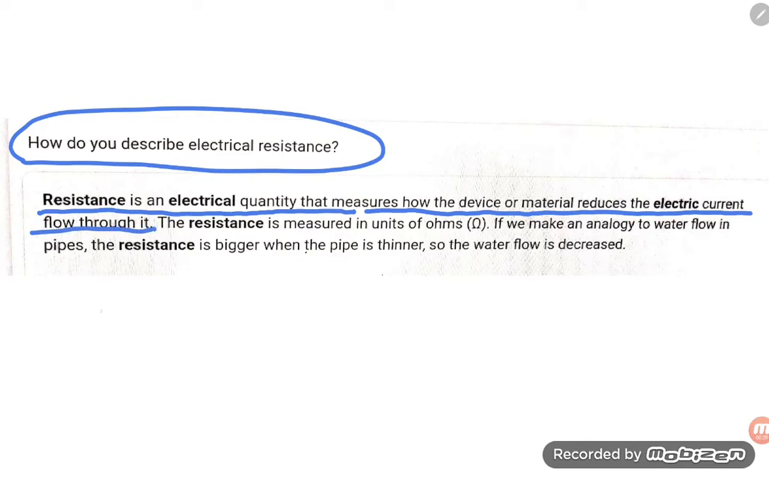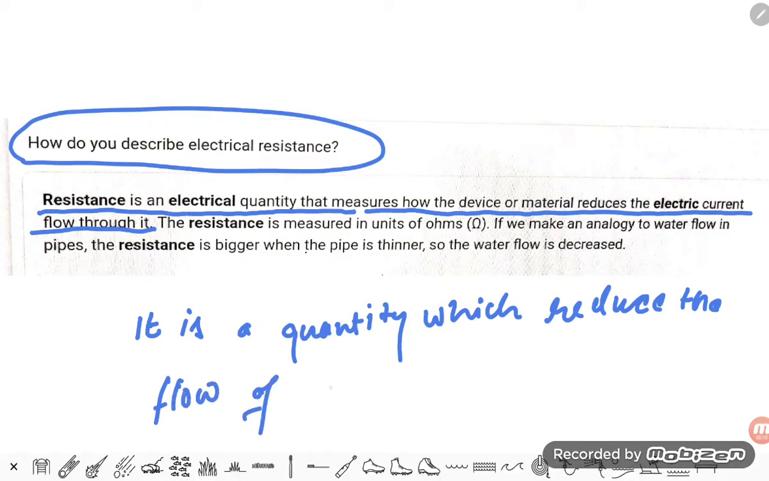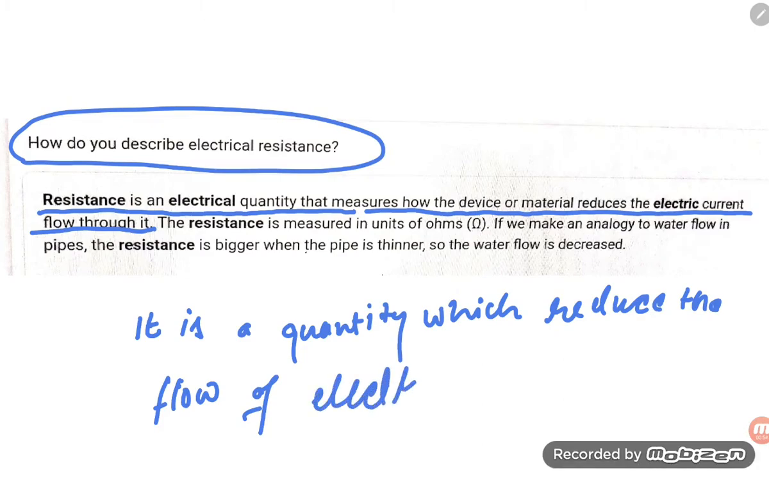Okay, so anything, it is a quantity, you can write quantity which reduces the flow of electric current. Okay, so anything which reduces the flow of electric current is known as what, student? Electrical resistance, represented by capital R.